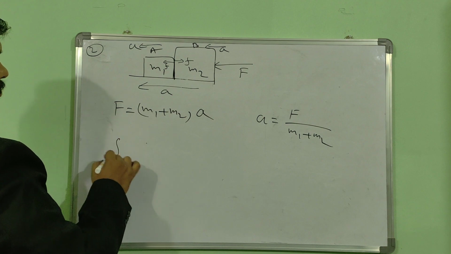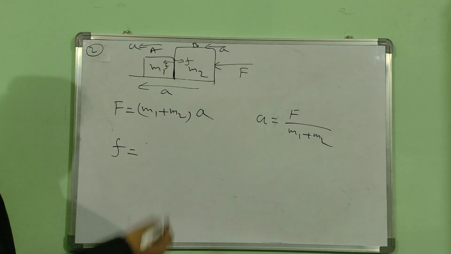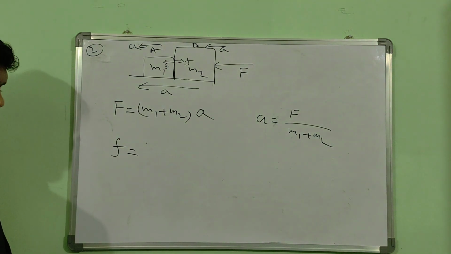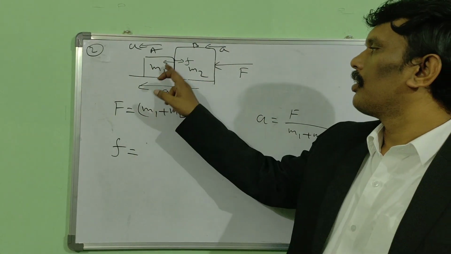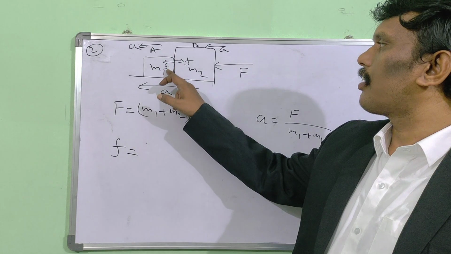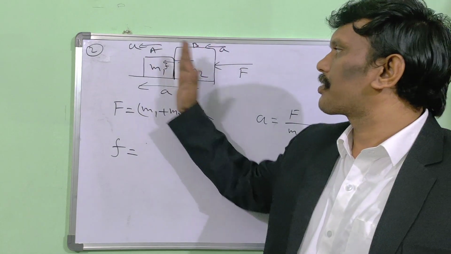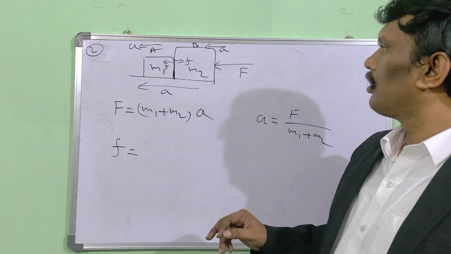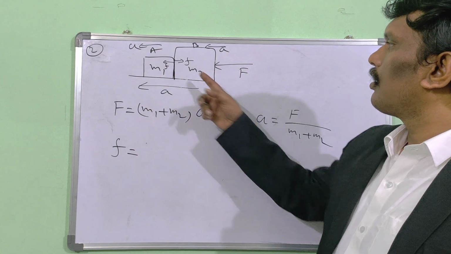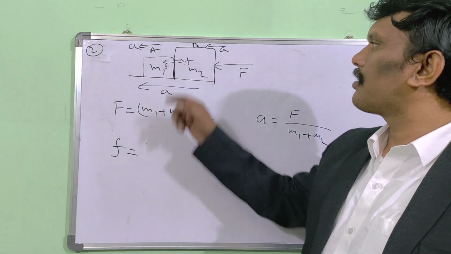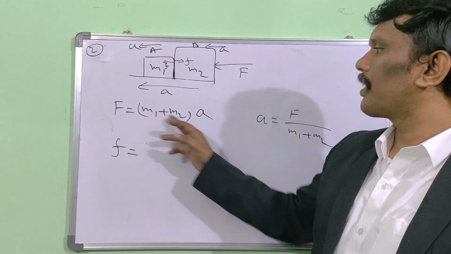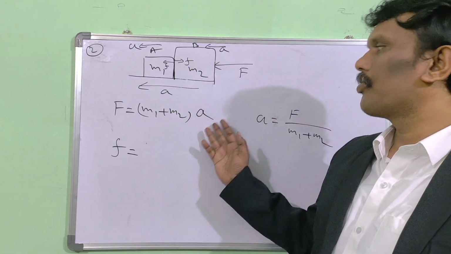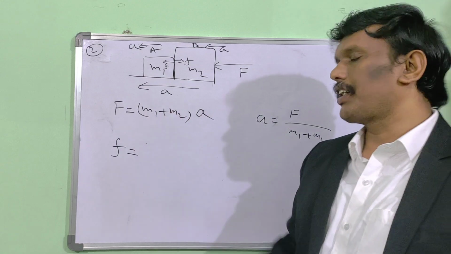How to calculate the contact force? Observe here, this M1. This contact force pushes only M1. Previously, what I considered was that these two forces are equal and opposite and cancel each other. That force pushes M1 and M2, both masses. That's why I considered M1 plus M2 and the system moving with acceleration A.